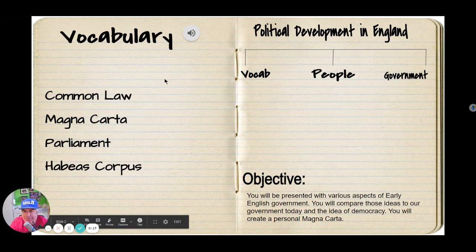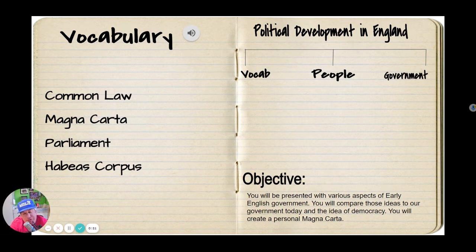So first of all, setting up your notes, we have your vocabulary over here. You do have a quiz on Friday for sure this week. I canceled it last week. This week, you're going to definitely have one. You got 3 words from the other day, 4 words from today: common law, Magna Carta, Parliament, habeas corpus.